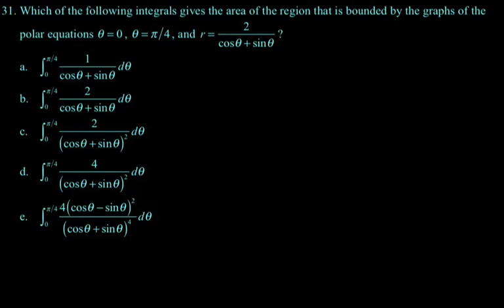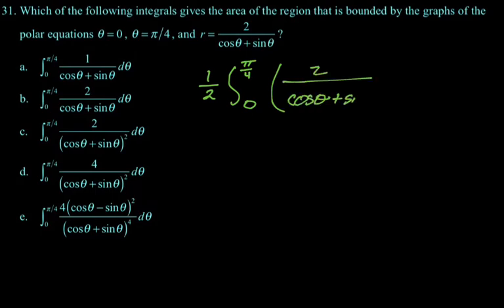Doesn't really matter. We were given the bound, so it's going to be 1/2 the integral from 0 to pi over 4 of this thing squared. That's how polar areas work. So we write this down. Now, I'm going to keep going with this, but if you just look at the answer choices, you can kind of see some weird things going on.